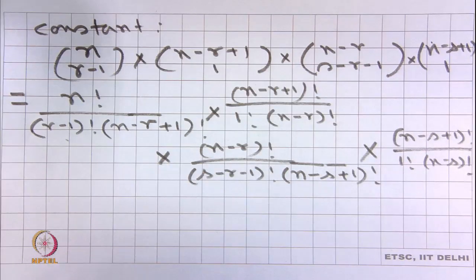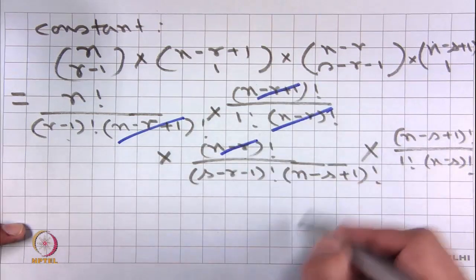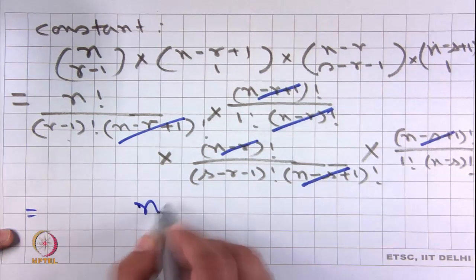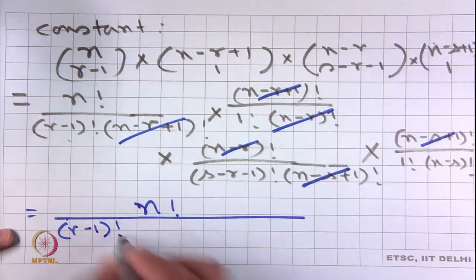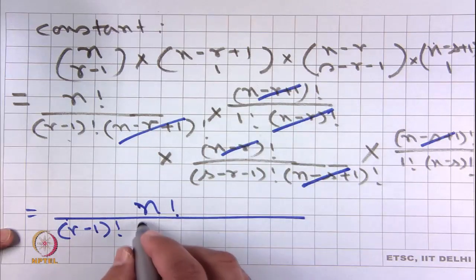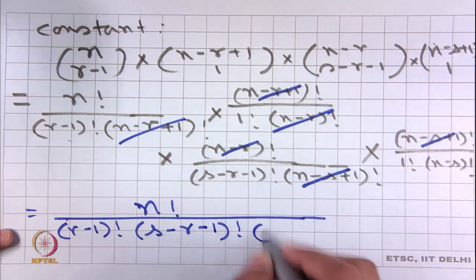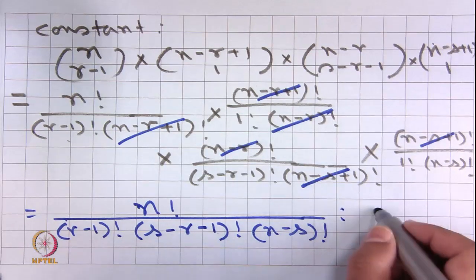It is apparently complicated, but if you understand what I am doing, it will be very clear to you. Now, what cancels out? This cancels out, this cancels out, and this cancels out. So, what is remaining is n factorial upon r minus 1 factorial, 1 factorial, so we can forget it, s minus r minus 1 factorial into n minus s factorial. So, this is going to be the constant term.